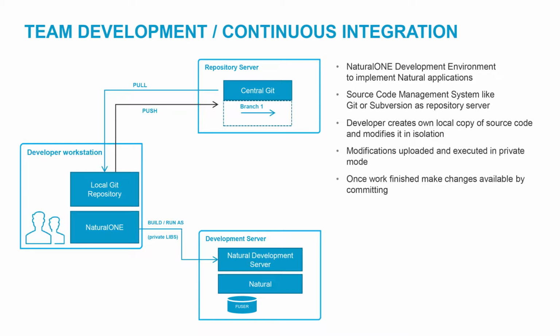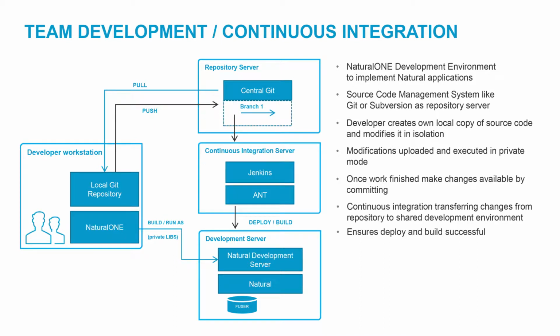Once the work has been completed, the changes are made available by committing or pushing them to a central repository. Continuous integration transfers all changes from the central repository to the shared development environment. It ensures that the application build and deployment processes are completed successfully. Then all modifications become available to other developers. Let's take a look at how this works with Natural One and Jenkins.